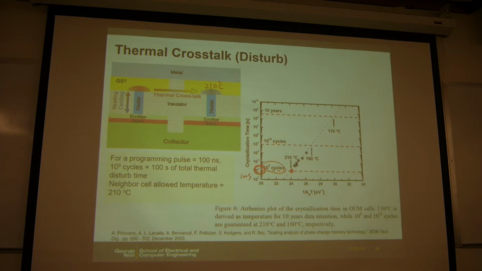right? Because this cell, as I said, can be 400 to 500 C, right? Due to the melting. The adjacent cell may be at a lower temperature, but you cannot have a temperature larger than this 210 degrees C for the neighboring cell. Otherwise, after 10 to the power 9 cycles of programming of this cell, the other cell here will have errors.